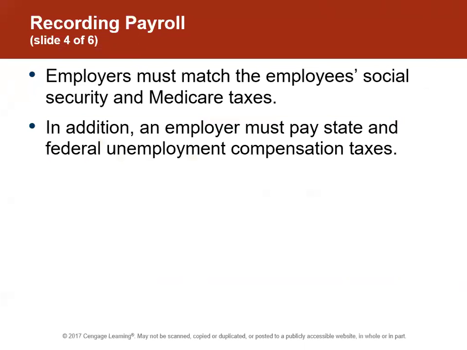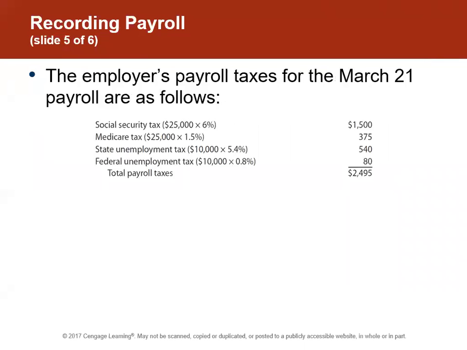Again, we have a second journal entry where we have to record the employer payroll tax. So again, the employer has to pay FICA, Medicare, FICA, Social Security, both state and federal unemployment. Okay. And they gave us all of this information.